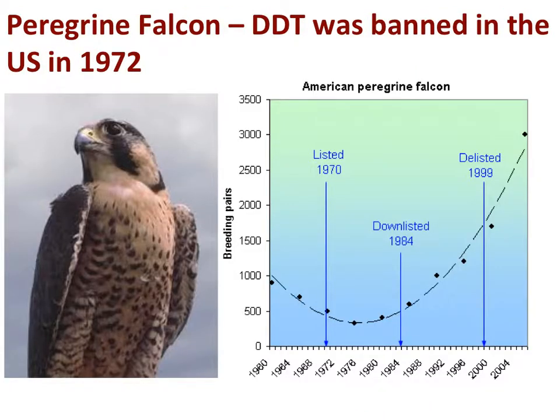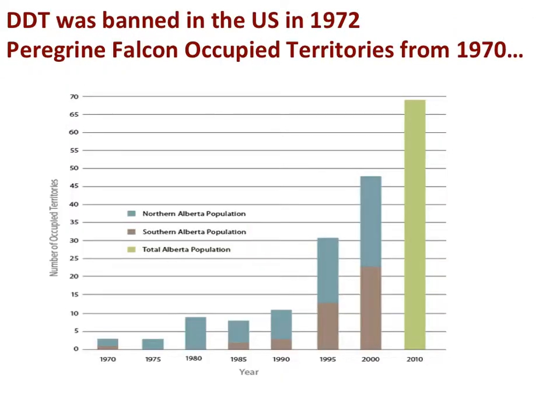Interestingly enough, with the ban of DDT in 1972 in the U.S., peregrine falcon populations began to increase. Again, a correlation. Again, a similar increase was seen in Canadian raptor populations following the ban of DDT in the early 1970s.